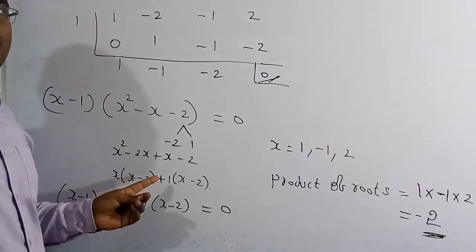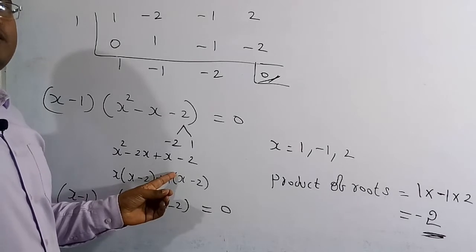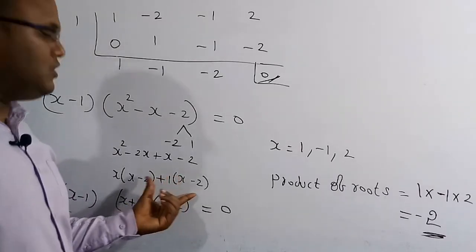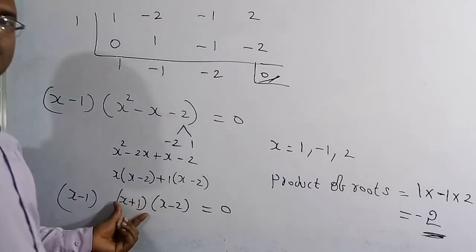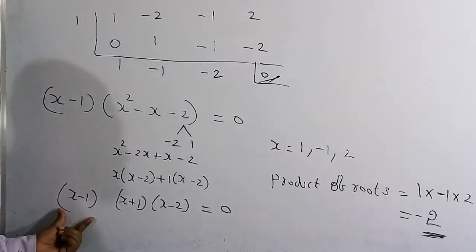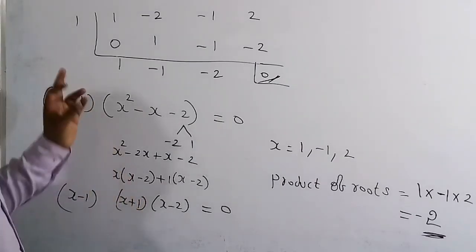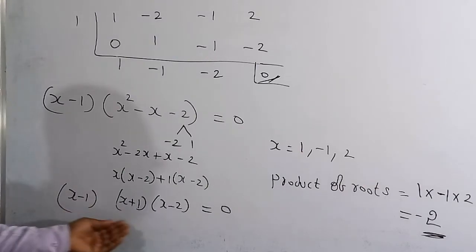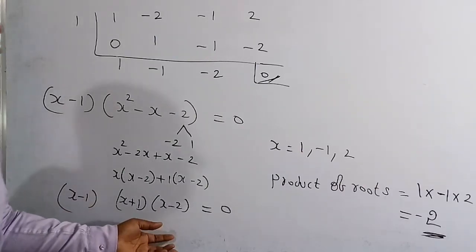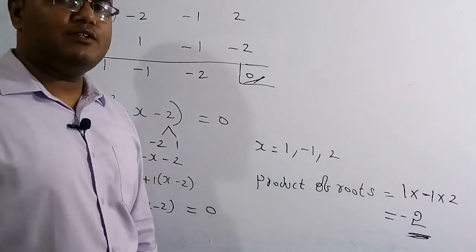I can take x as a common in the first two terms. So I am going to get x into x minus 2 plus, and if I take 1 as a common, then I am going to get x minus 2. So in these two terms, x minus 2 is again common. So x minus 2 into x plus 1, and there is also x minus 1. So these are the factors. If you do the product of these three terms, we are going to get the original equation. If you equate to 0, we are going to get x is equal to 1, x is equal to minus 1 and x is equal to 2. So these are the 3 roots we are going to get, 1, minus 1 and 2.